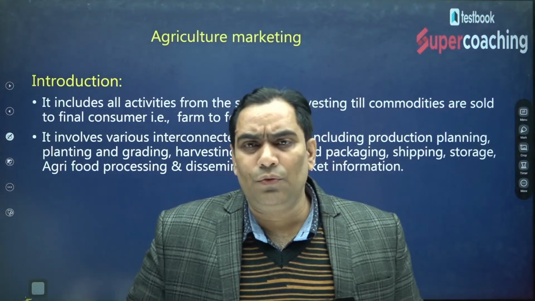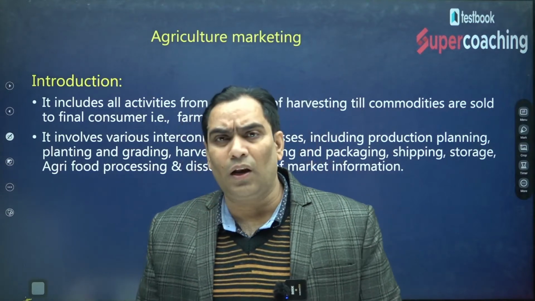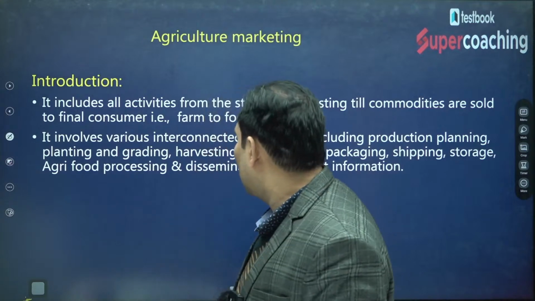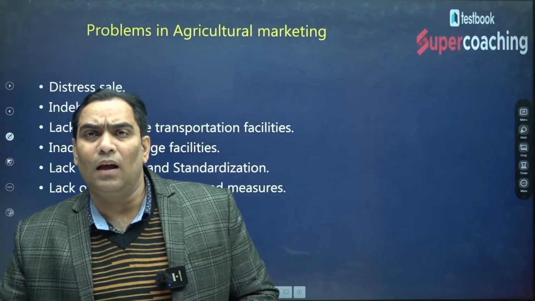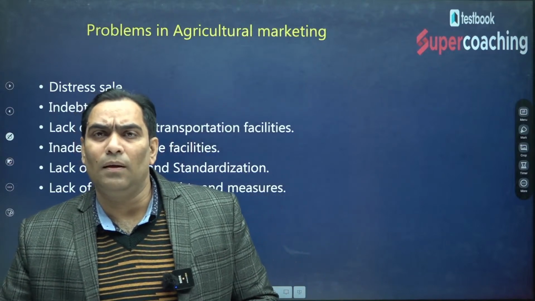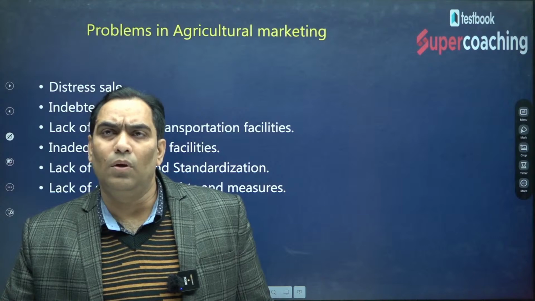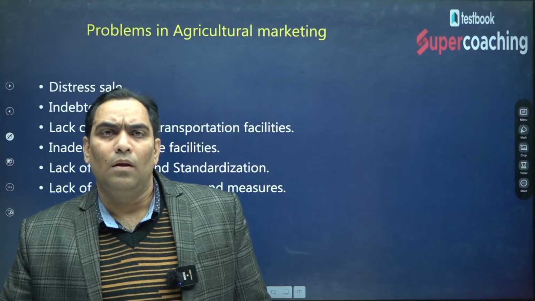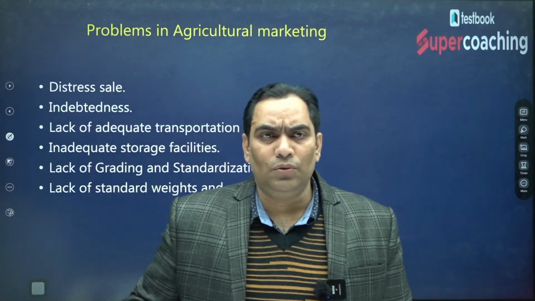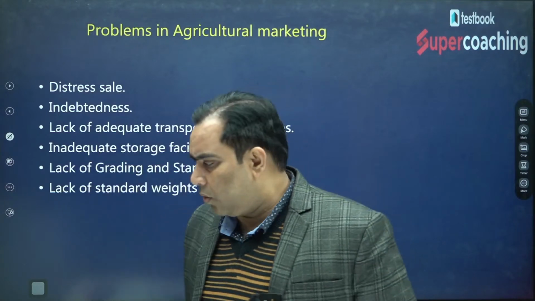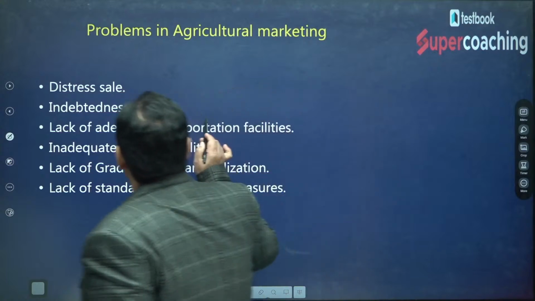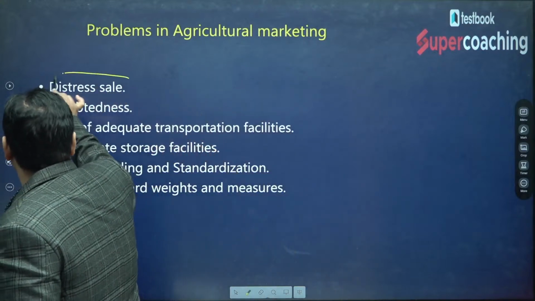Now when we proceed further, we are going to discuss what the issues of agriculture marketing are. What issues are faced in the context of agriculture marketing? When we talk about the issues, we can say that there is distress sale of agriculture products. What does it mean? We will discuss.